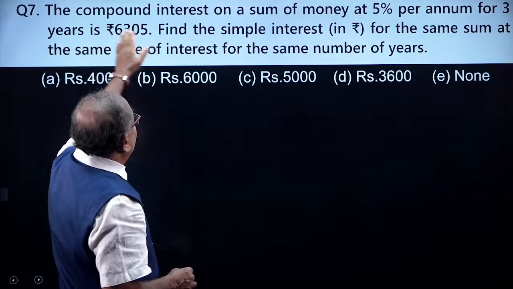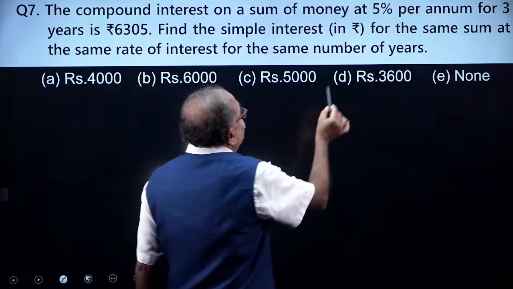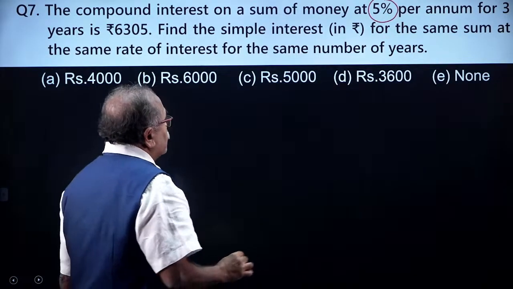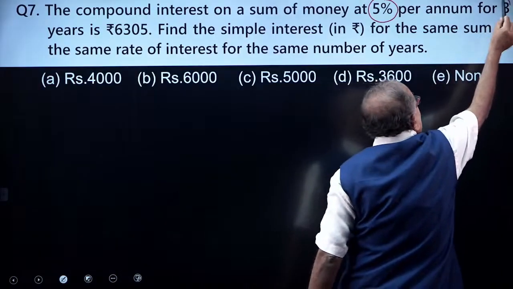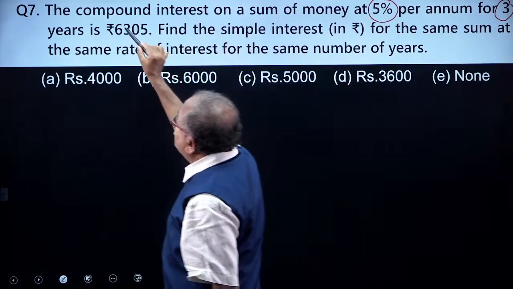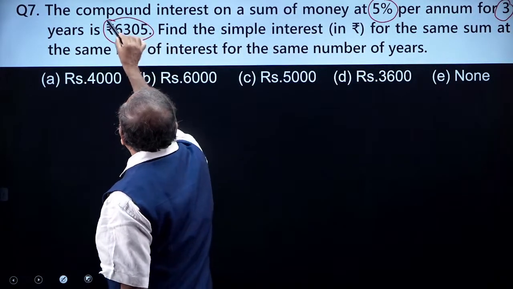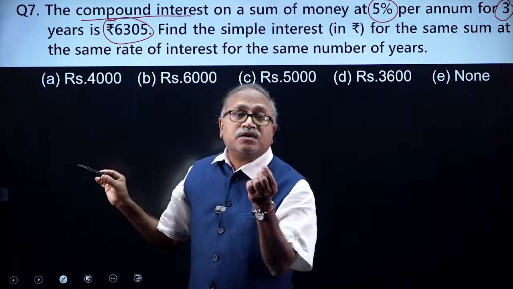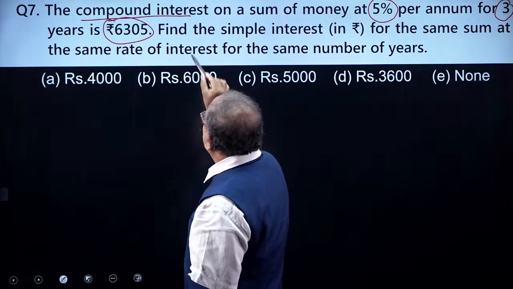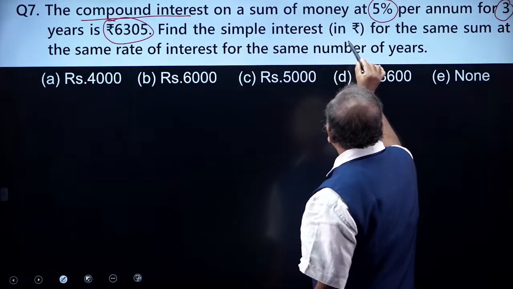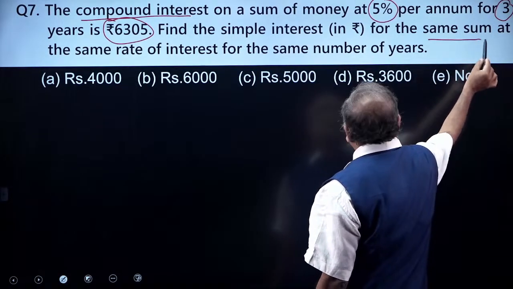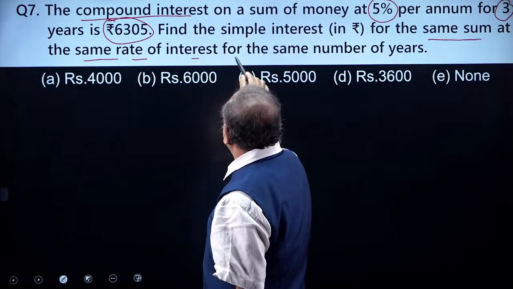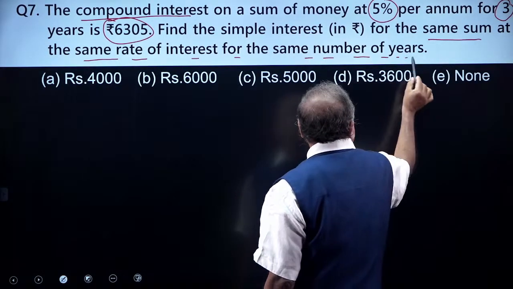Here, the compound interest on a sum of money at 5% per annum for 3 years is 6,305. It's a good question. So, what is this one? This is compound interest. Now, find the simple interest in rupees for the same sum at the same rate of simple interest for the same number of years.